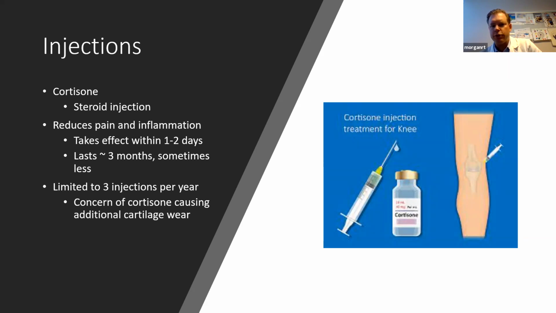So when we give those injections, we usually mix the cortisone with a little bit of numbing medicine like lidocaine or Novocaine, which you get at the dentist, and we inject that into the knee. And so that numbing medicine starts working first, but the cortisone itself takes about 1 to 2 days to start working. And in general, these injections can last about 3 months. But sometimes it's less. Sometimes the pain comes back, and then we look at other alternatives.